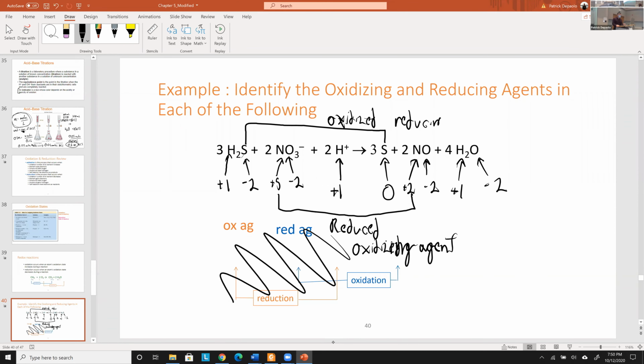Good, reducing agent. Good. All right, cool. And then that would be basically it on what you need to figure out in these kind of questions. So, yeah, got the hang of that. Any questions on that? No. Okay.